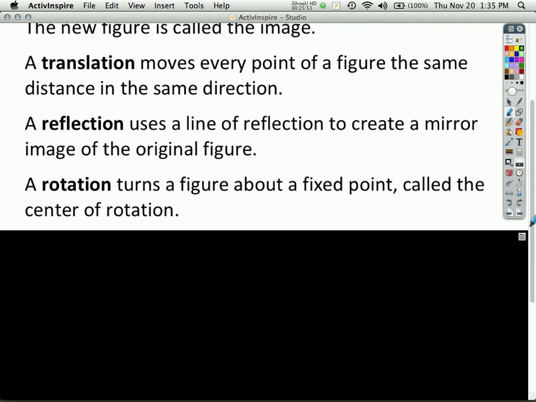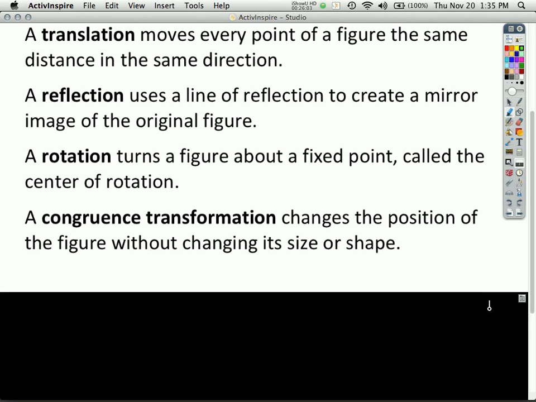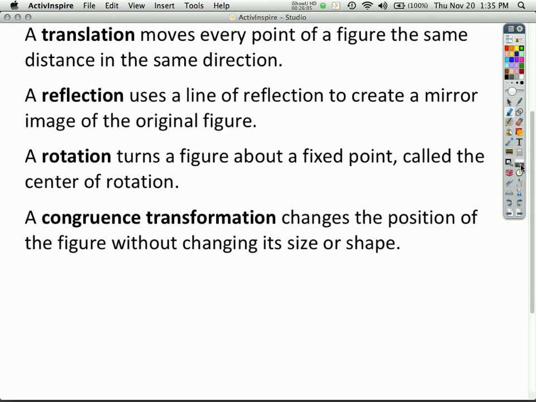So, that leads us to the new material. A congruence transformation changes the position, but it doesn't change its size or shape. And that's what we touched on again. That's rigid motion will perform a congruence transformation. Any questions about the terminology so far?